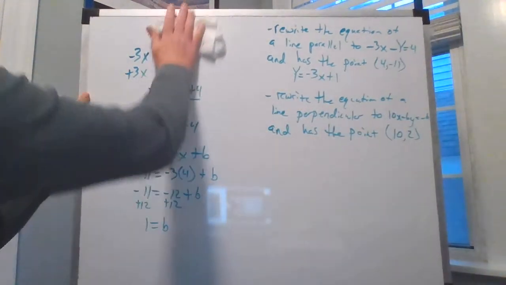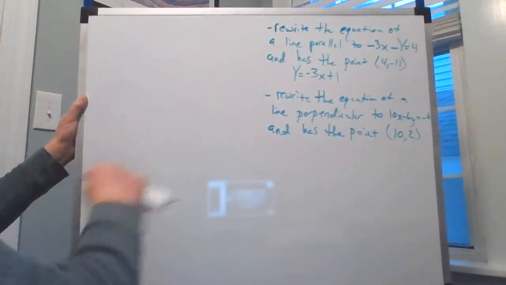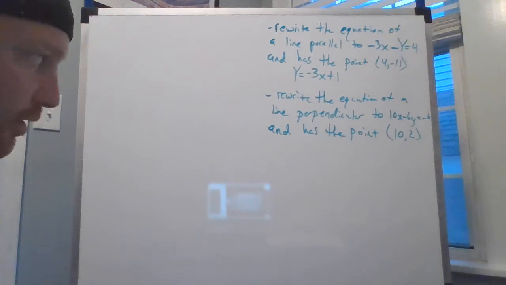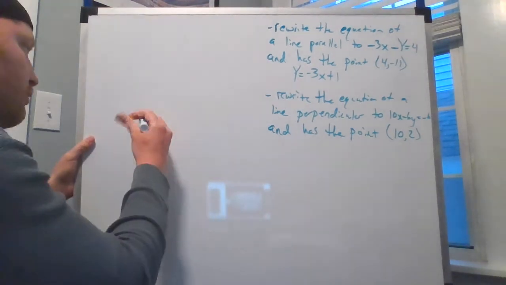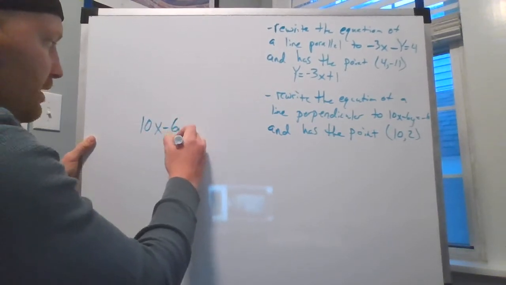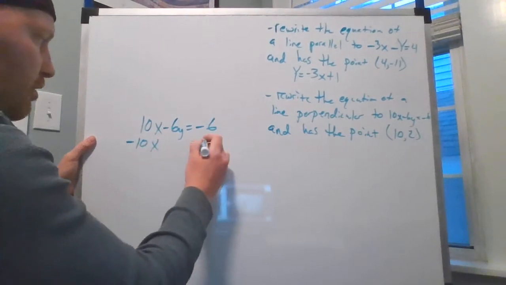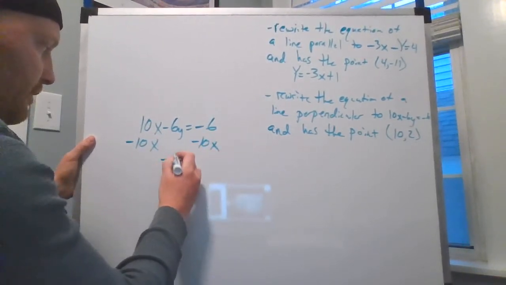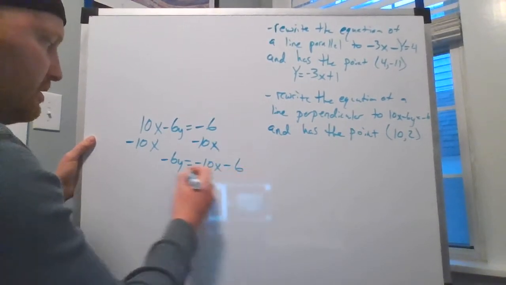Last but not least, this one says rewrite the equation of a line perpendicular to 10x minus 6y equals negative 6 and has the point (10, 2). Here's how you do it. Move it from standard form into slope-intercept form. First things first, always put it in a workable format. Negative 6y equals negative 10x minus 6.